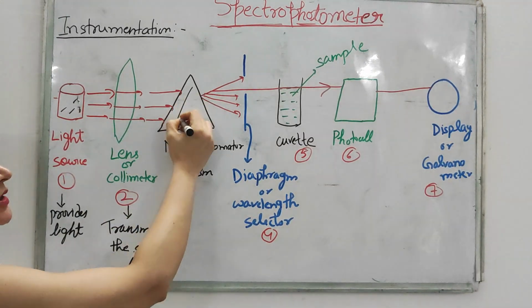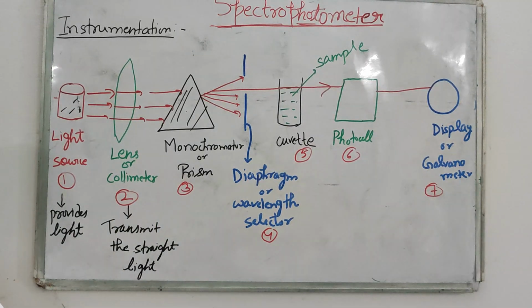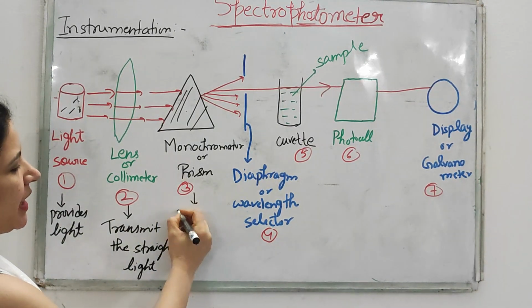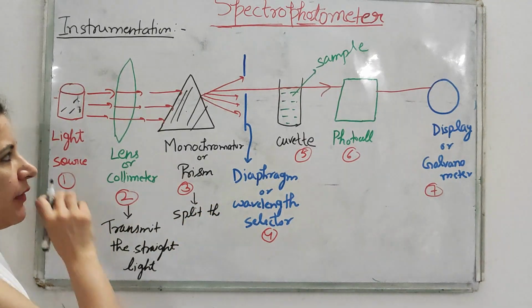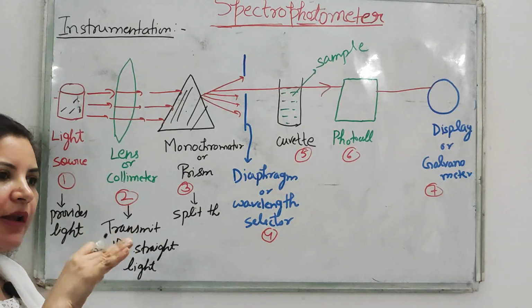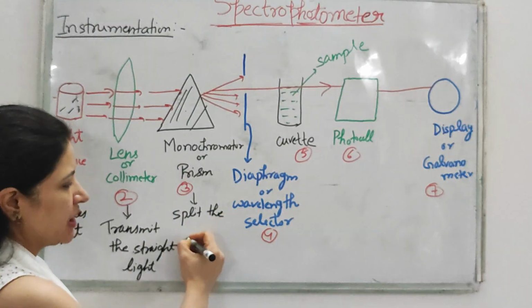After that, light passes through your prism or monochromator. What is the function of this prism or monochromator? When light enters into the monochromator, it will split the light. That particular wavelength of light, it will split the light.